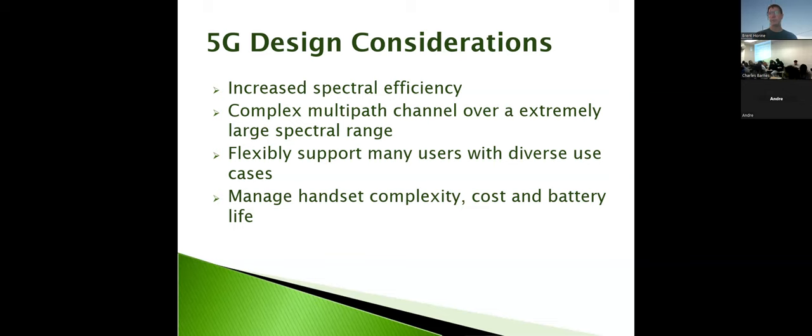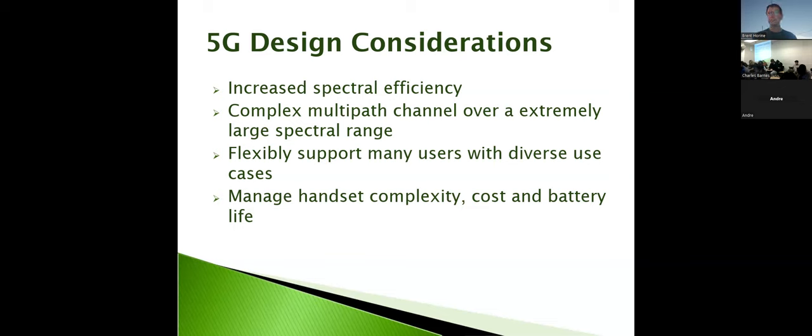So your cost of spectrum is a significant part of your cell phone bill. So obviously we want to maximize our spectral efficiency. We want to use that very expensive resource as efficiently as we can. We have a lot of complex multipath channels. And now 5G is not just working in the 2 gigahertz range. We're expecting it to work in millimeter wave frequencies and tens of gigahertz.